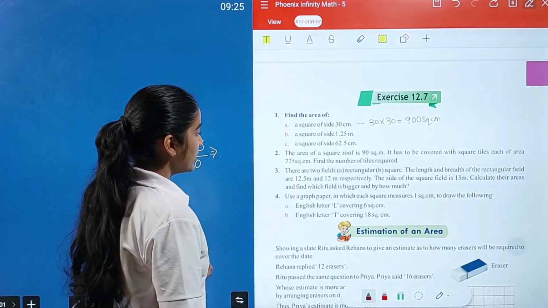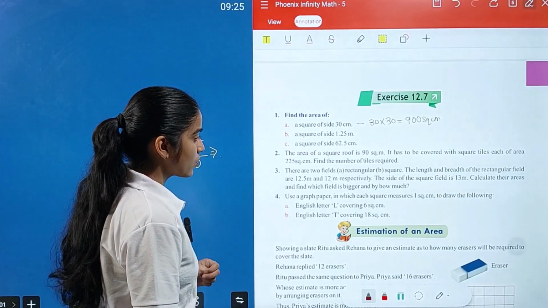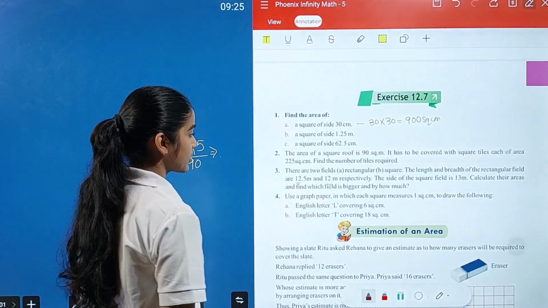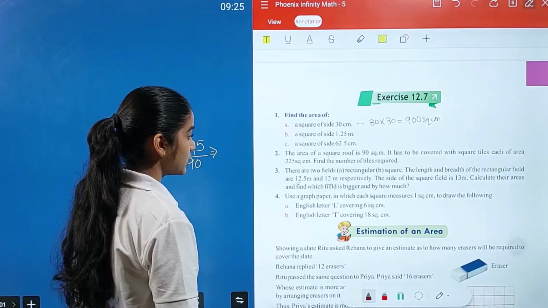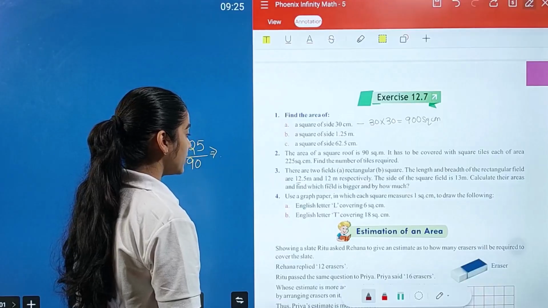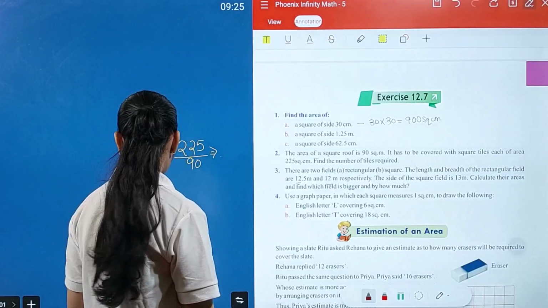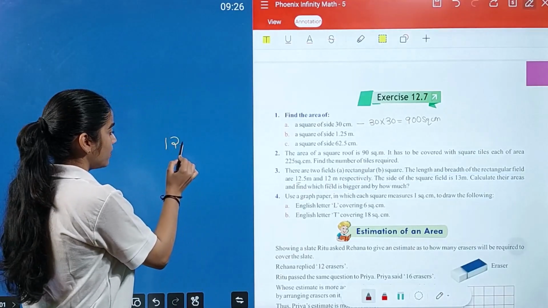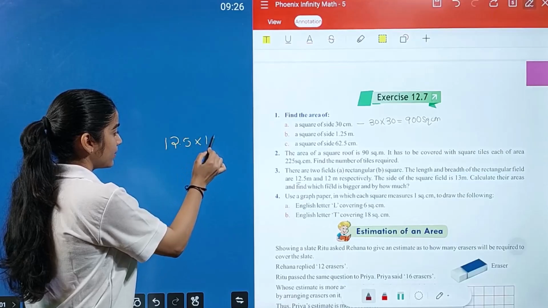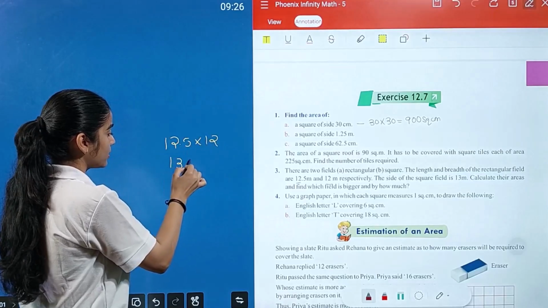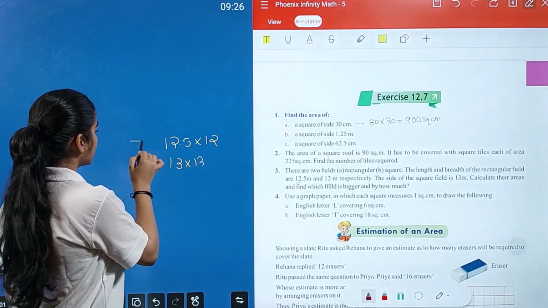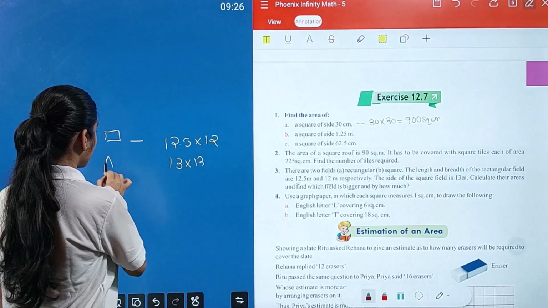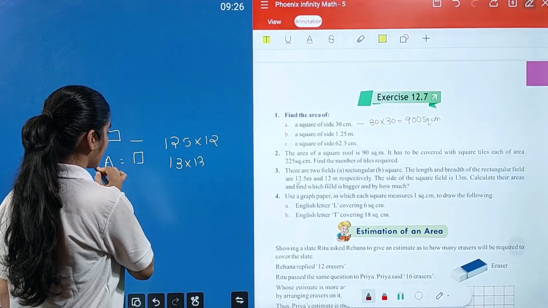There are two fields, A rectangular and B square. The length and breadth of the rectangular field are 12.5 and 12 meter respectively. The side of the square field is 13 meter. Calculate the area and find which field is bigger and by how much. So first you have to multiply 12.5 by 12 and then you have to multiply 13 by 13. This is your area of rectangle and this is your area of square.